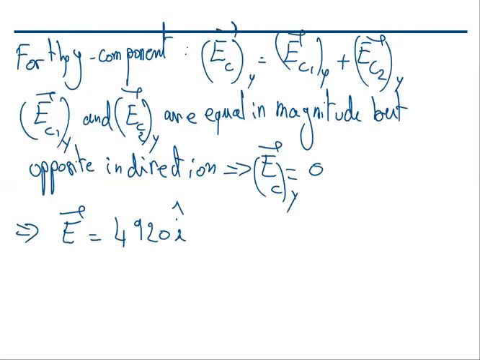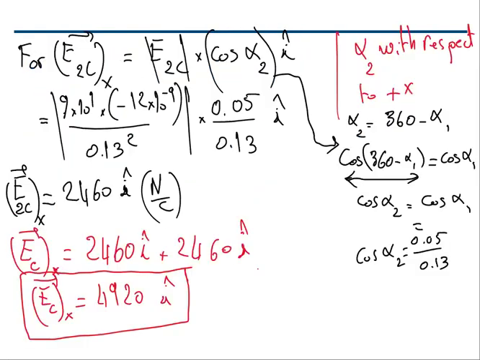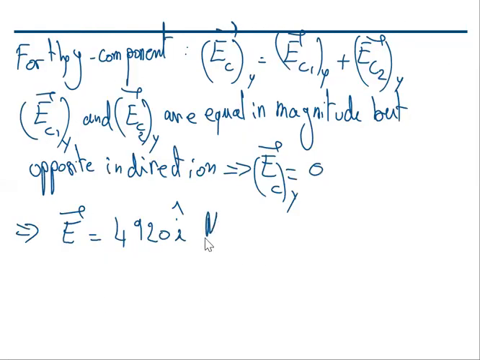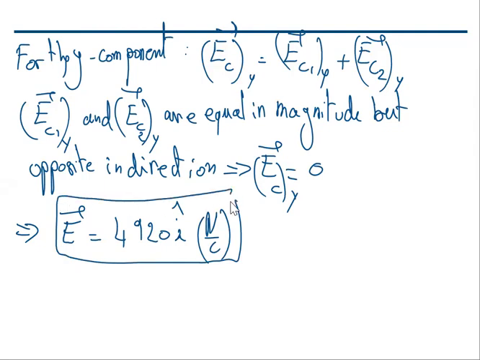What we said? Yeah, 4,920 Newton per Coulomb. In which direction? It's along x only. Very good. So we are done with this example. Any question about this example? No questions. Now let's move.